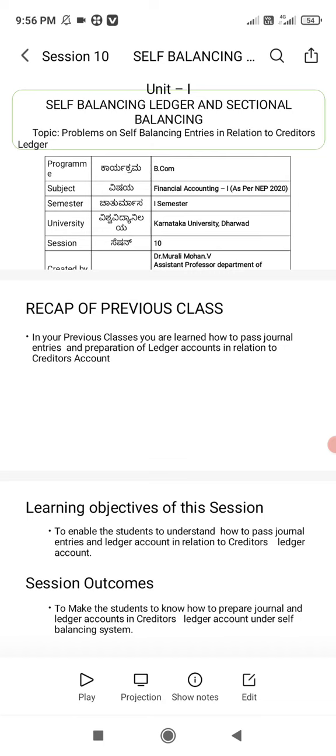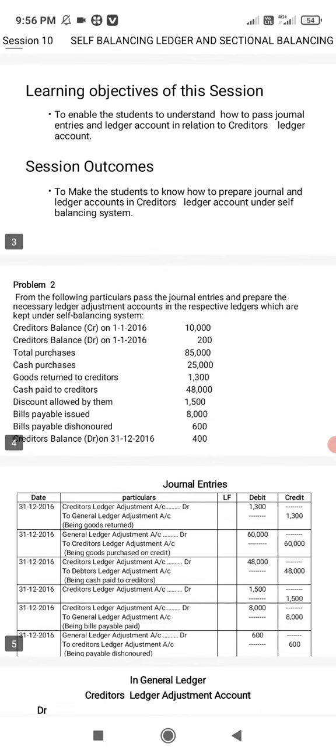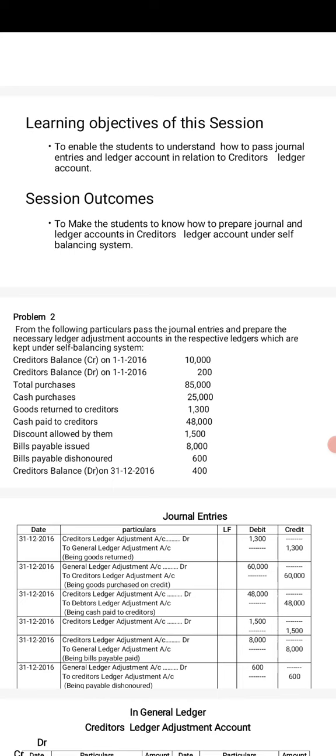Today in this class we are going to solve one problem on what are all the journal entries we have to pass in creditors account and how to prepare total creditors accounts. Students, here I have given a problem: from the following particulars, pass the journal entries and prepare necessary ledger accounts and adjustment accounts in the respective ledgers which were kept under self-balancing system.